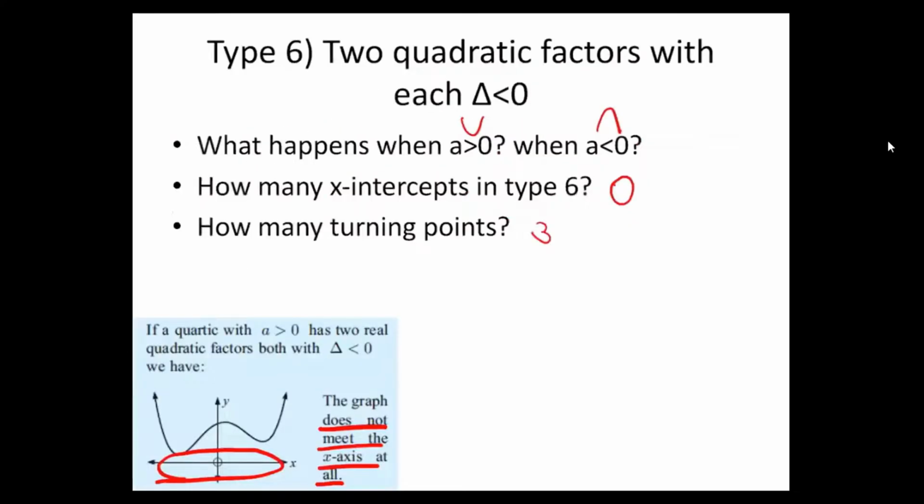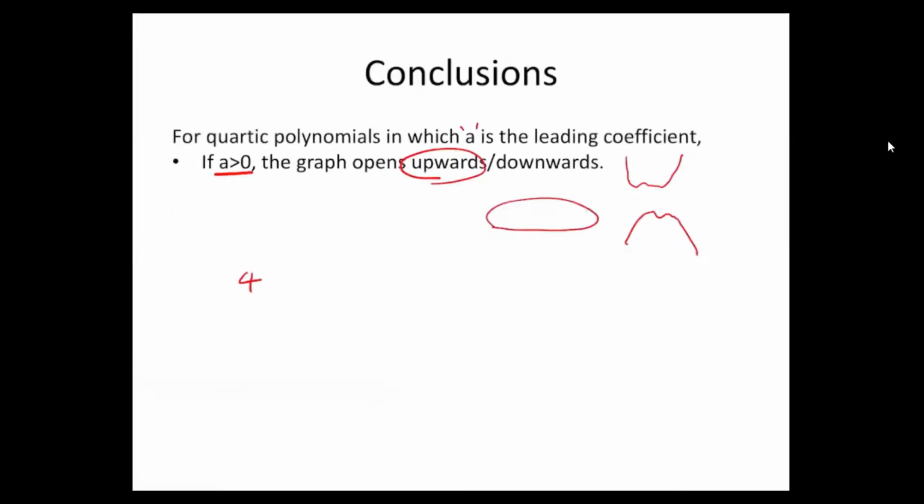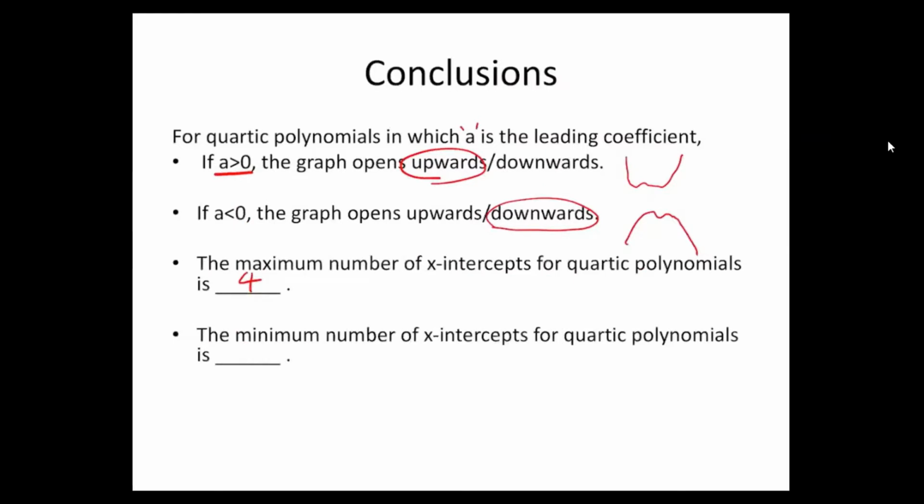How many do you have? 0. Right. So it means it's possible to not have any x-intercepts in quartic polynomials. Yes. So what's going on with 4?